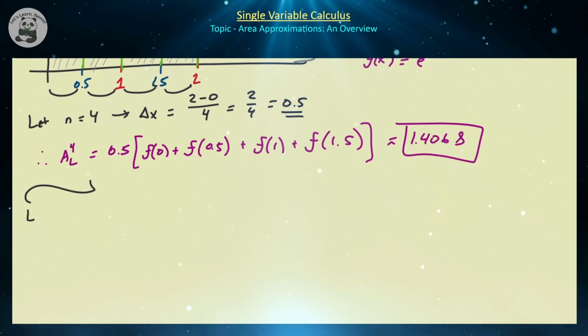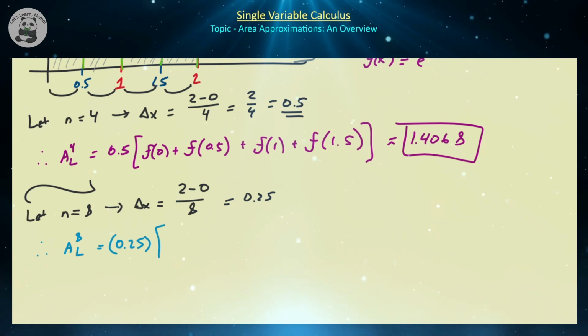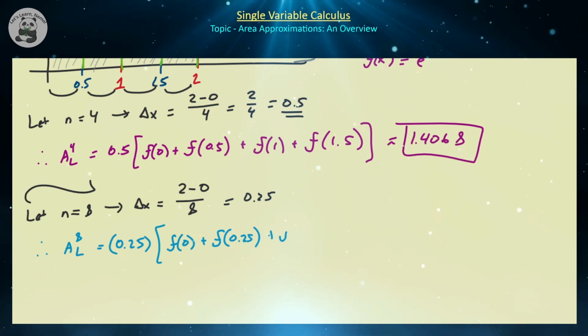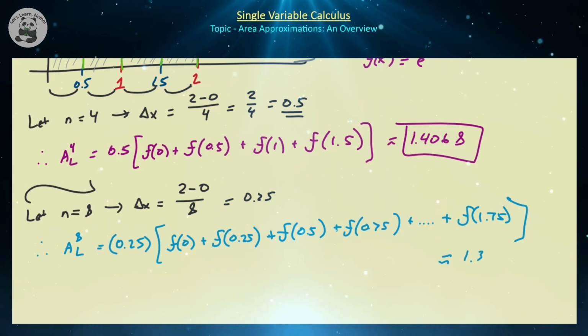Just do more rectangles. Now let's assume that n is equal to 8. What is my delta x? Well, my delta x will be equal to 2 minus 0 divided by 8, which one can find to be equal to a quarter. So what is going to be my approximation? So A8L is going to be equal to our length for each of our rectangles times f of 0 plus f of 0.25 plus f of 0.5 plus f of 0.75, and this is going to continue all the way up to f of 1.75 as the last, and one should be able to verify that this is approximately equal to 1.30296.